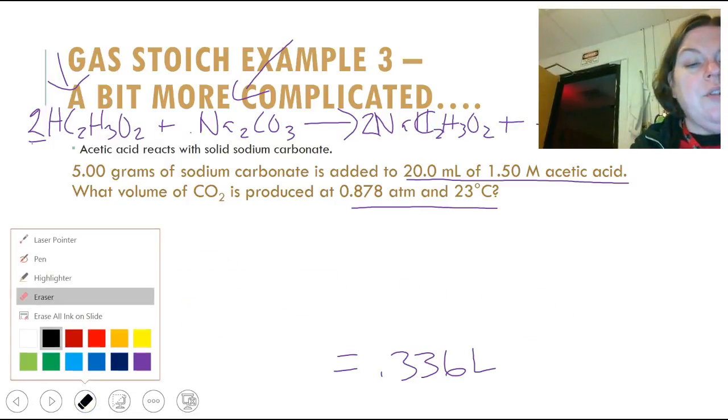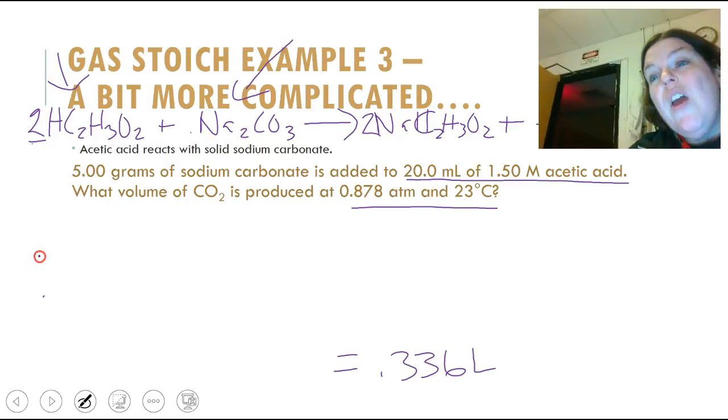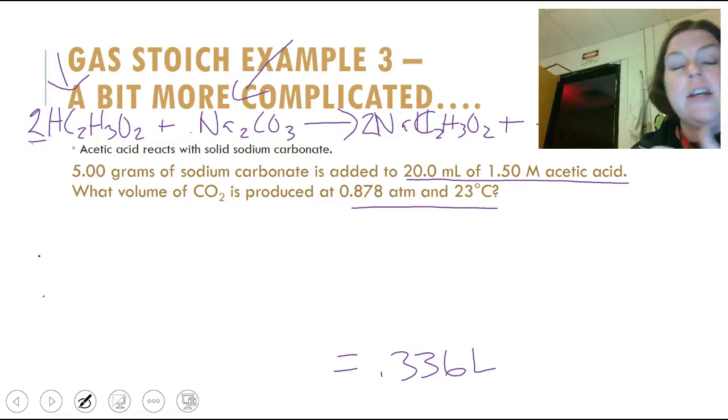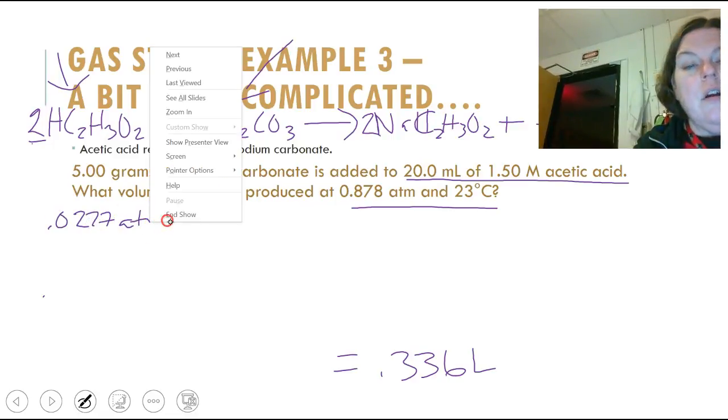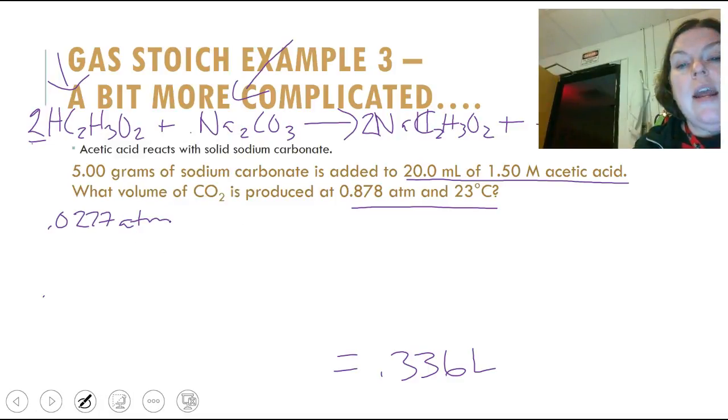All right, so we go to the next portion of our problem. Now we've got to use our combined gas law to figure out the new volume that's not at STP. But before we can do that, we have to find the partial pressure of the gas. Look at the temperature. I'm at 23 degrees Celsius. So if I look on my sheet, I find what the vapor pressure is. I change it to atmospheres, and I get 0.0277 atmospheres.